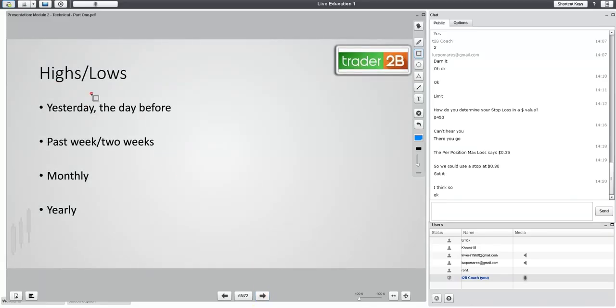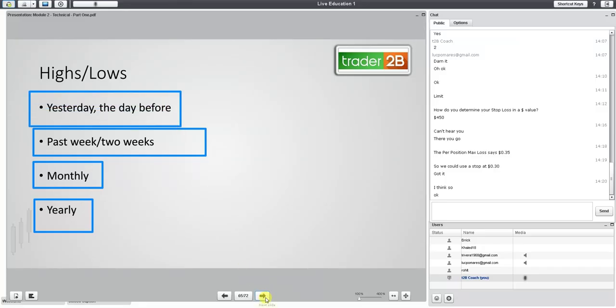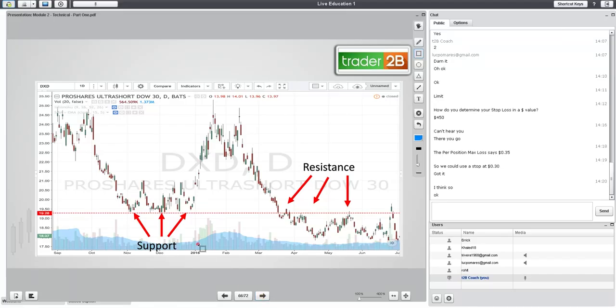So highs and lows here: yesterday, the day before, which act as very strong levels. Past 2 weeks, past week, past month, past year. These are all reference points which you guys can use as highs and lows levels. So again, here is a very strong example of highs and lows and support and resistance on a daily chart.